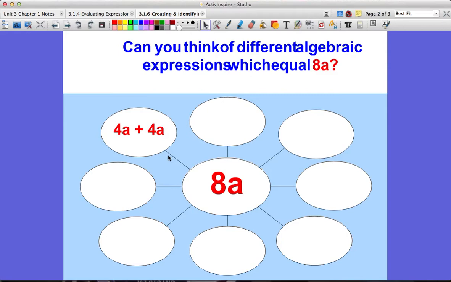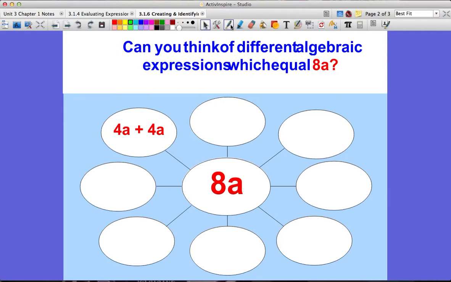Before, we talked about how to simplify expressions by combining like terms. Now we're doing the opposite and expanding the expressions. Originally I have 8 times a. I want to find expressions that will be equivalent to that. They're going to look different, but they're going to give me the same answer. In this case, I took 8a and split it into 4 times a plus 4 times a.